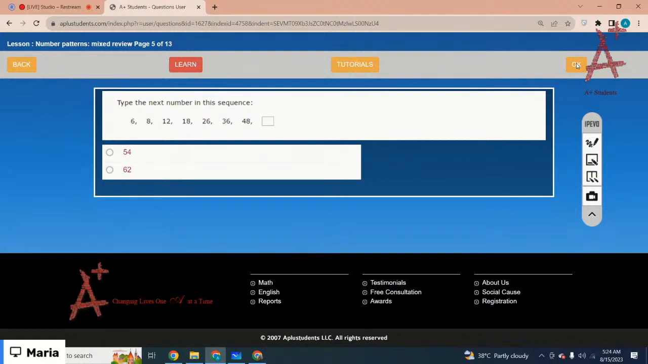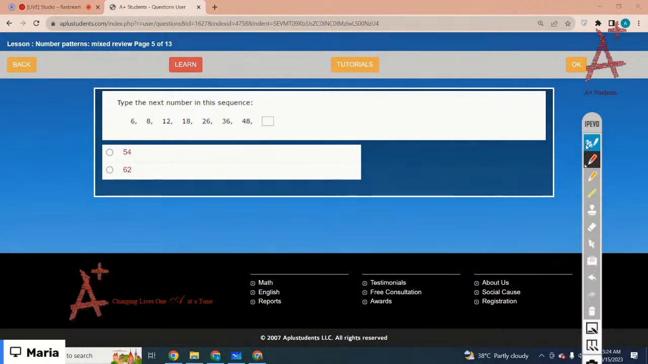Type the next number in the sequence. They are increasing by twos. 6 plus 2 is 8. 8 plus 4 is 12. 12 plus 6 is 18. 18 plus 8 is 26. 26 plus 10 is 36. 36 plus 12 is 48. For the next number, you have to add 14. So, which is the correct option? The next one would be 48 plus 14 is 62. The correct option is 62.